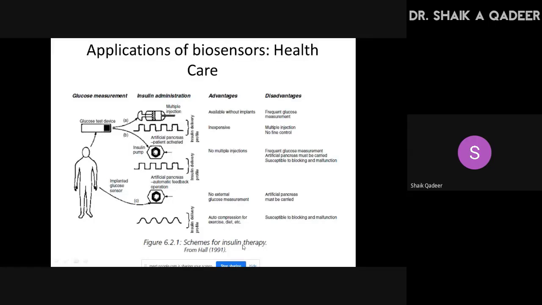The disadvantage of this type of system is that it is susceptible to blocking and malfunctioning, and a patient needs to carry it always, the artificial pancreas. So anyhow, we need to understand from this, where is the biosensor? The biosensor is this one, the measurement of glucose. It can be done manually from the external device. It can be done internally with the help of implanted type of artificial pancreas.